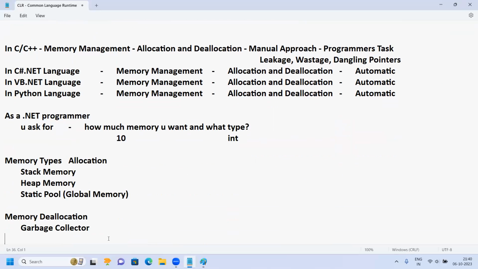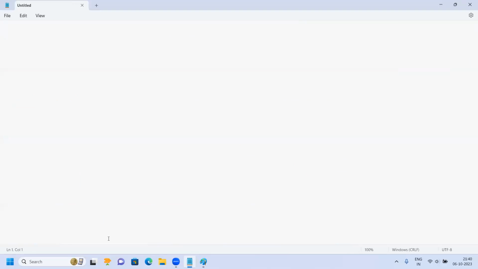Okay, and one last theoretical topic is there, that is called BCL and FCL. BCL is base class libraries. FCL is called framework class libraries.